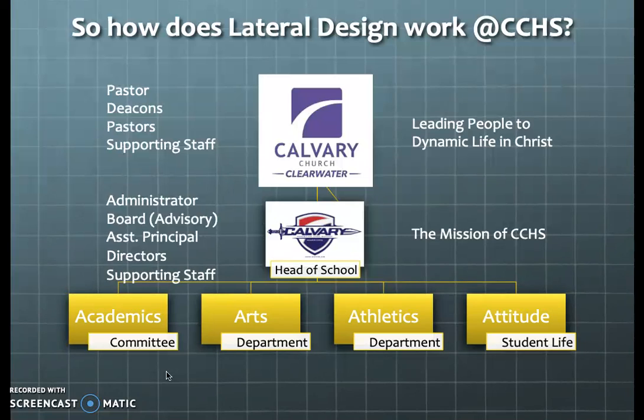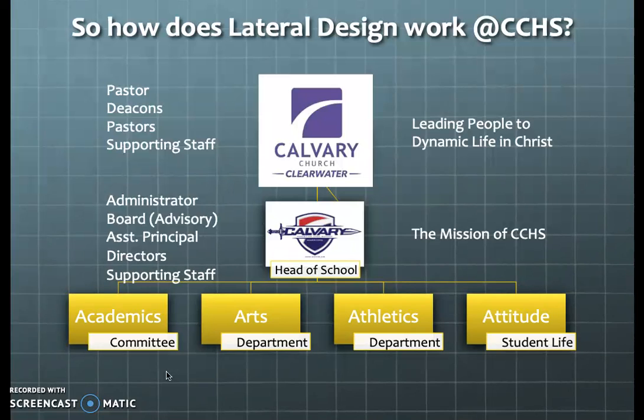So we have 4 pillars at Calvary Christian High School. You have academics, which is led by an academic committee. You have the arts, which is led by a fine arts department. You have athletics, which is led by an athletic department. And then you have attitude, or the spiritual nature of a student, and that is led by a student life department.